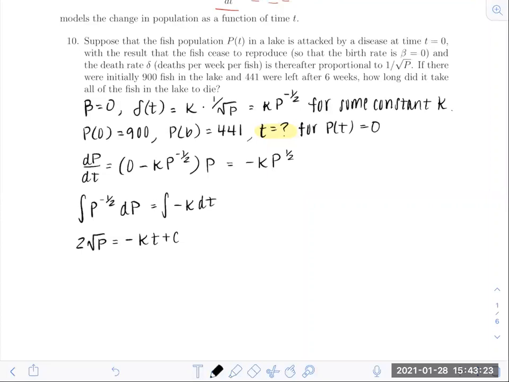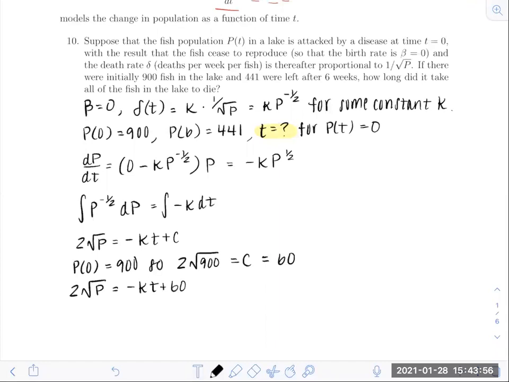Okay, so now let's use some of our initial conditions. We know that P at time 0 is 900. So what that gives me is 2 times the square root of 900 equals C. In other words, 2 times 30, or 60. So what I now have is 2 times the square root of P equals negative KT plus 60. We were able to solve for our constant of integration, but we still haven't solved for our constant of proportionality.